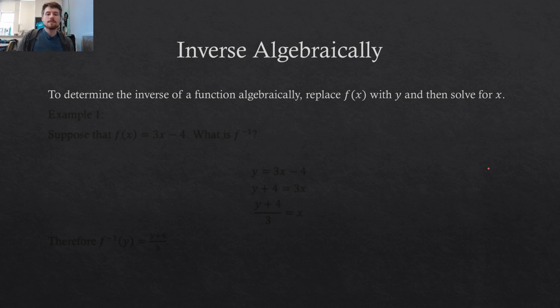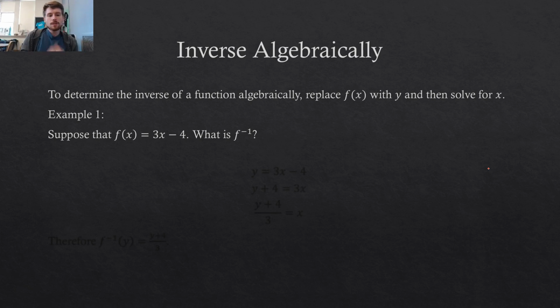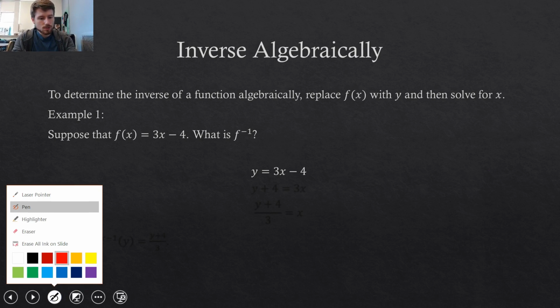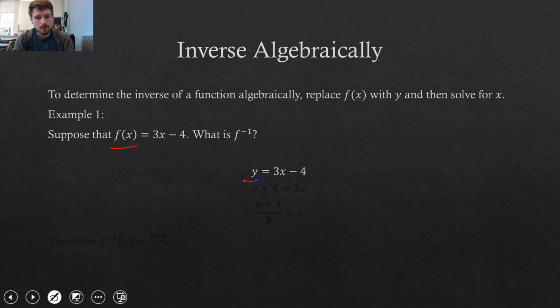Okay. All right, so to determine the inverse of a function algebraically, it's really just a set of solving steps. You're going to replace f of x with y and then solve that for x. So here's an example. Suppose our function f of x is 3x minus 4, and we want to figure out what is the inverse function for this linear function 3x minus 4. So here's our first step, we're going to replace f of x with y. And so now f of x is equal to y. So we say y equals 3x minus 4.